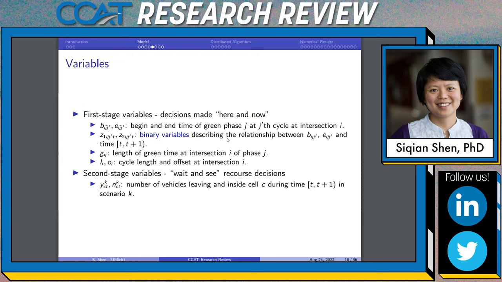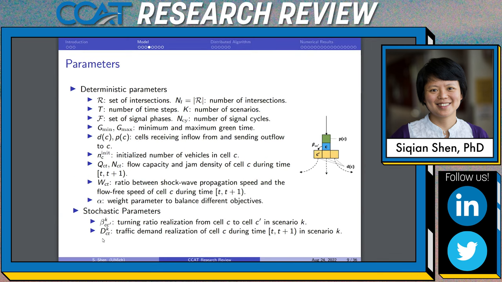then tomorrow at a specific hour, you see the traffic. Those traffic conditions get realized in each scenario K, and correspondingly, depending on how much green time you're giving to the signals, you will have realizations. So those are the second stage variables. Those can only be realized after you know the values of the beta and the D, because those are your parameter values that get realized in each scenario.